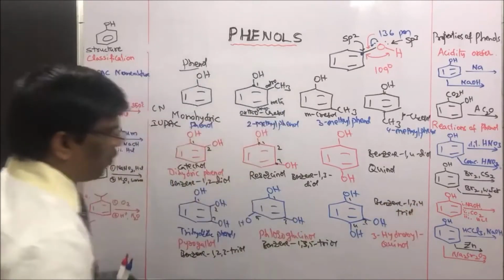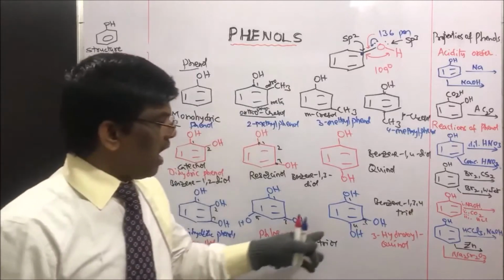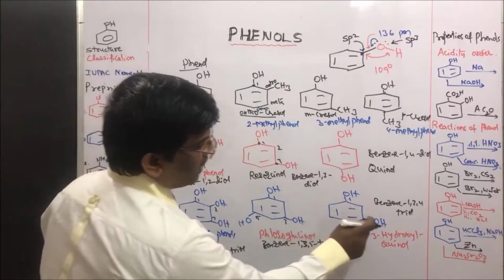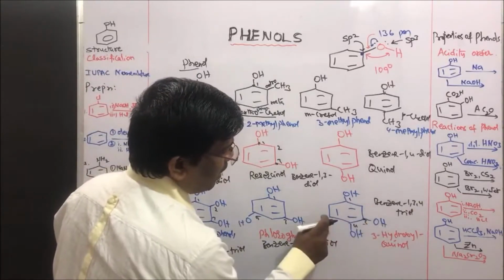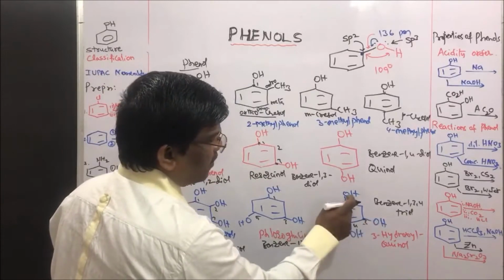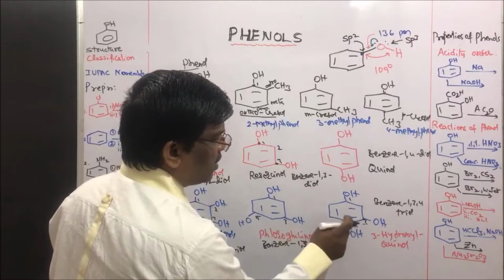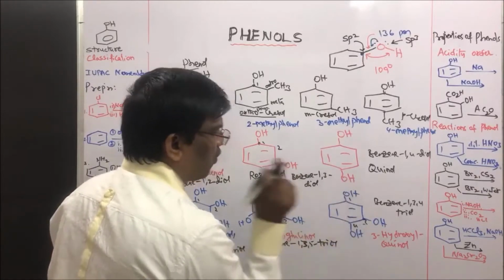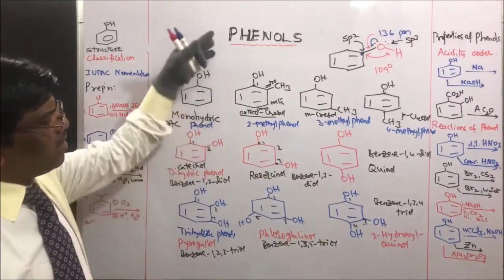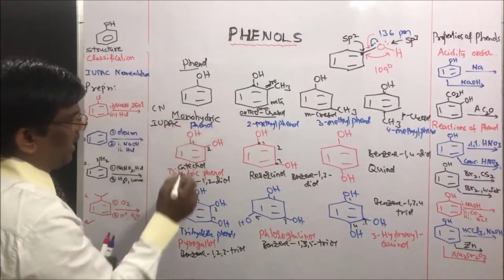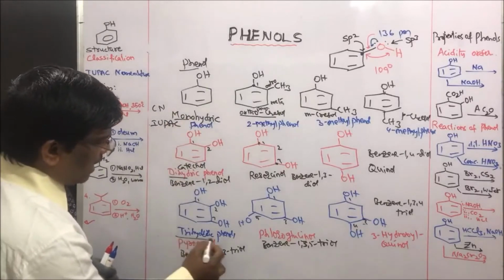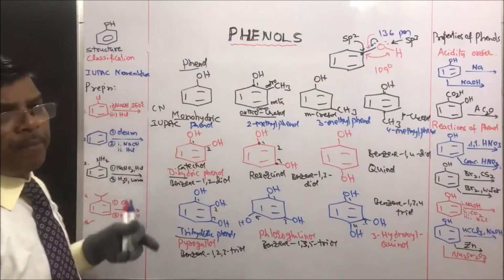Dear students, these are the only possibilities where you can arrange these hydroxy groups. For example, this hydroxy group, if I keep here, then it also becomes 1, 3, 5. If I keep this hydroxy here, then also it becomes 1, 3, 4. So these are the arrangements of monohydric, dihydric and trihydric phenols. So let us see the preparation of phenols.